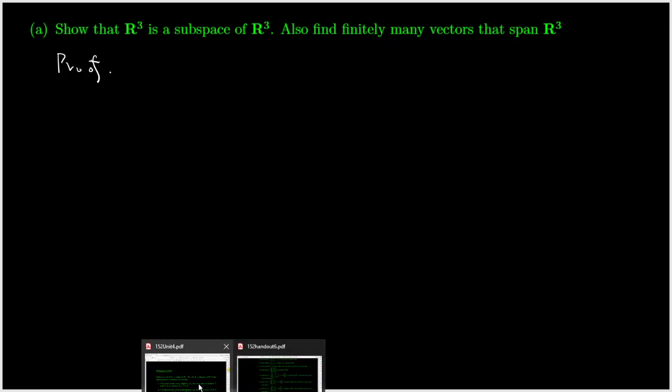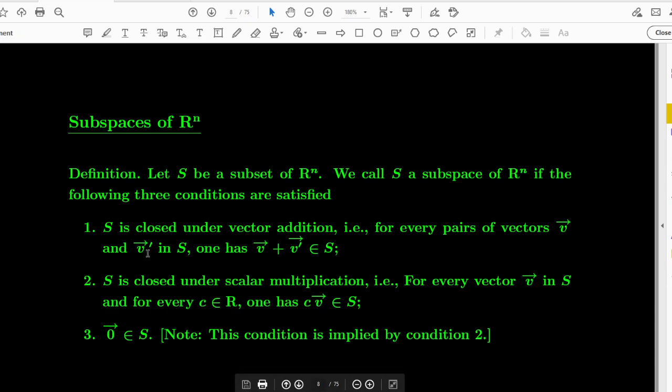Again, the three conditions we need to verify. The first condition is you need to show S is closed under vector addition. The second condition is S is closed under scalar multiplication. The third condition you need to show is zero vector is in S.